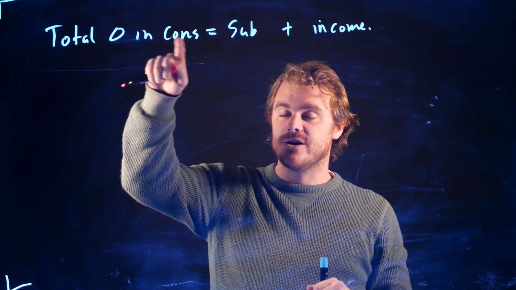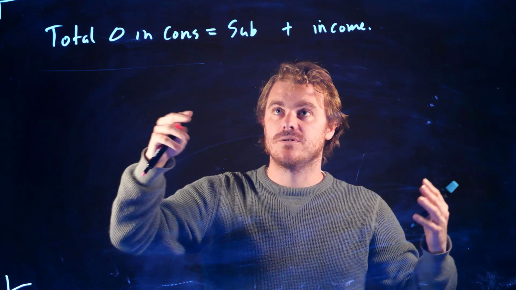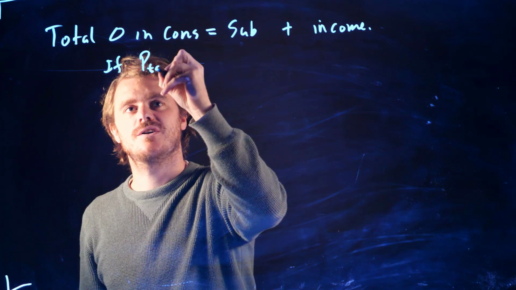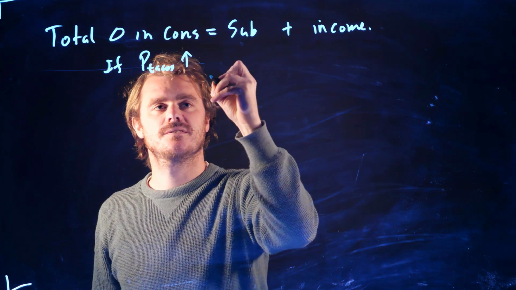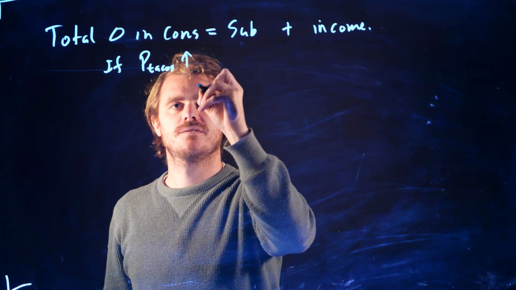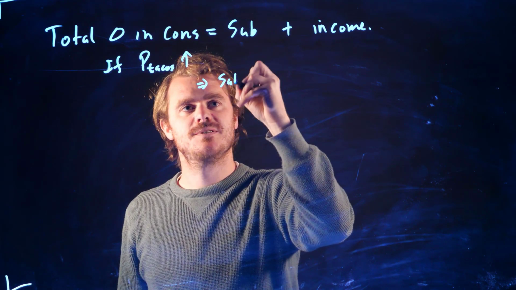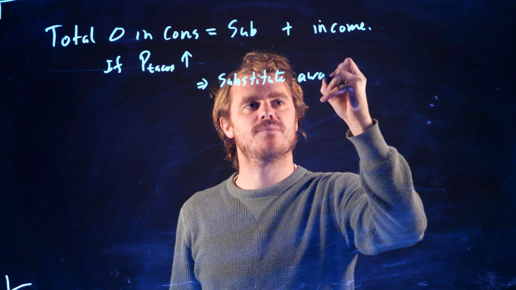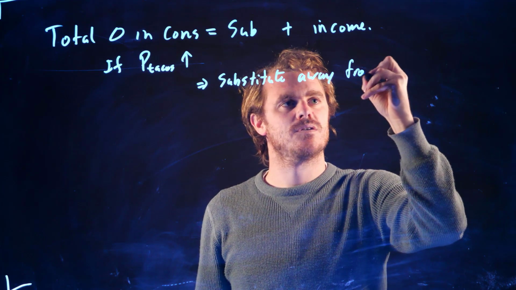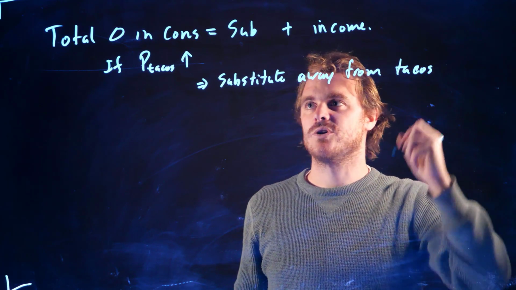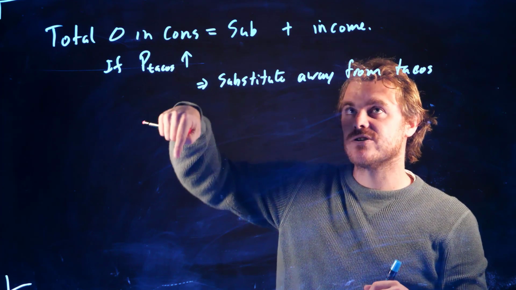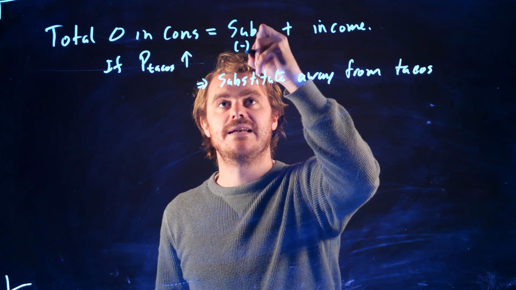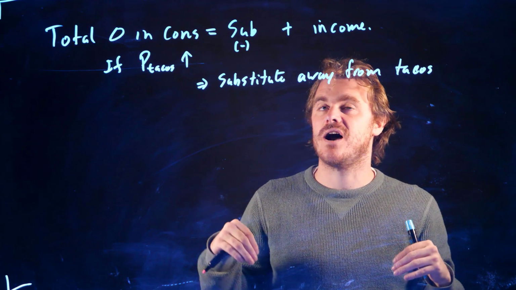If the price of tacos was larger, we're definitely going to substitute, let's just write that out. If the price of tacos increases, what's going to happen is we're going to substitute away from tacos. So this substitution effect will be decreasing the amount of tacos. So this part will be a negative since we're going to have less tacos.